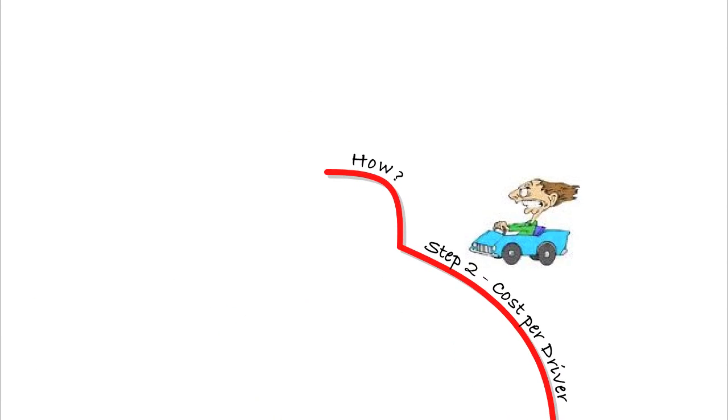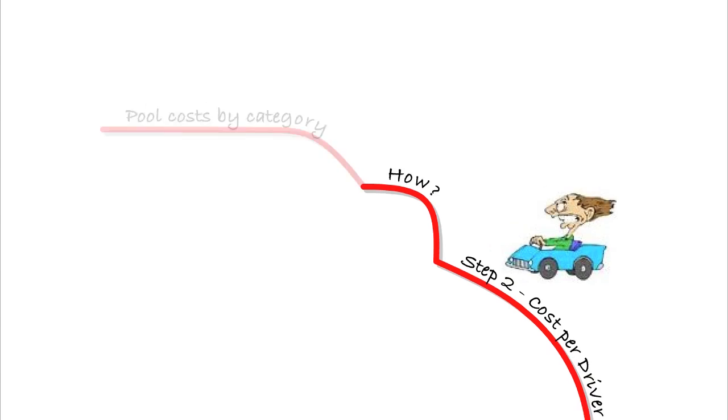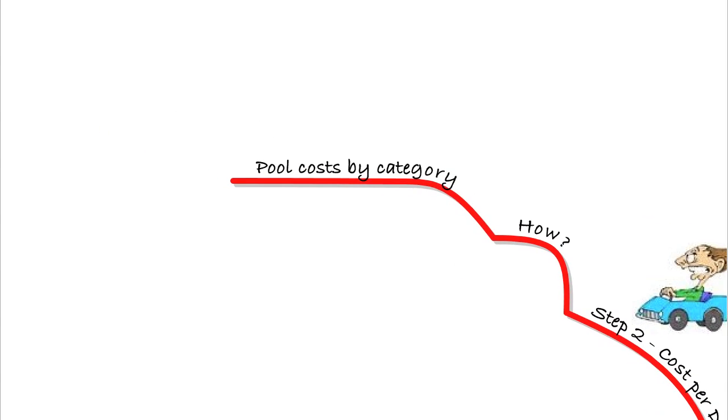Step 2 is to calculate our cost per driver. How do we do that? Well, again, fairly straightforward. We need to do two things. The first of those things is we pool the cost by category. So we get our total overheads. You can always check whether you've done your pools correctly, because all of the pools should add up to your total overhead cost. So we pool the costs by category.